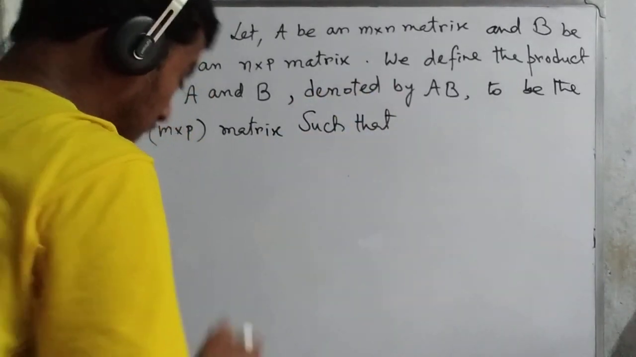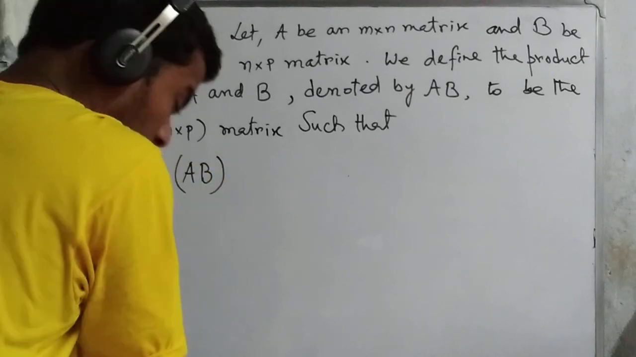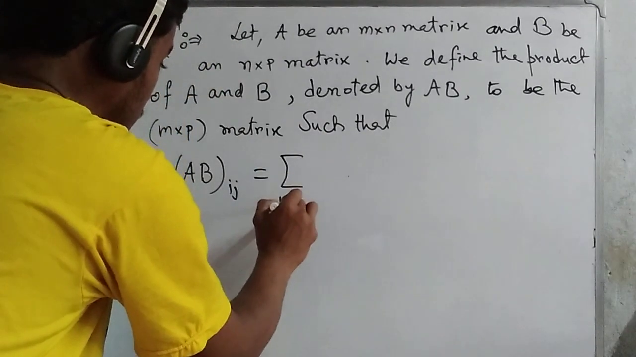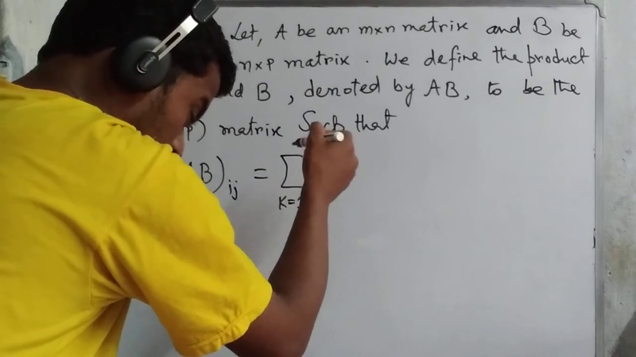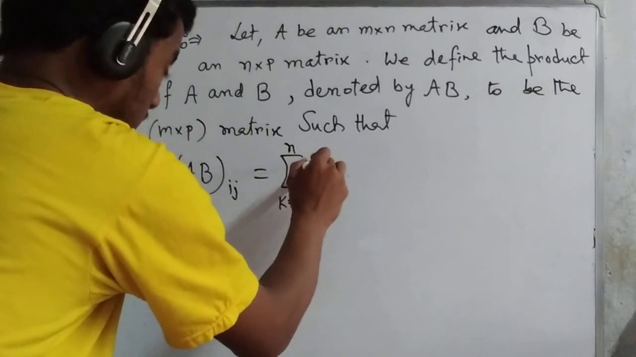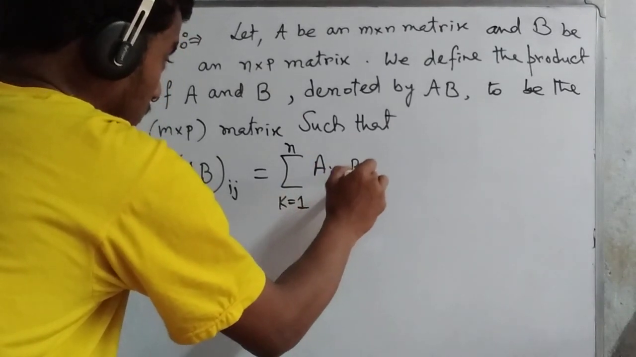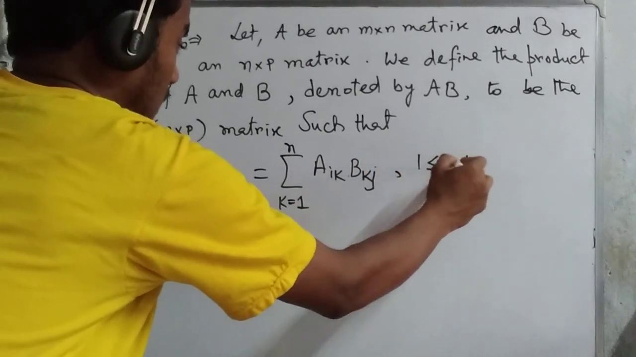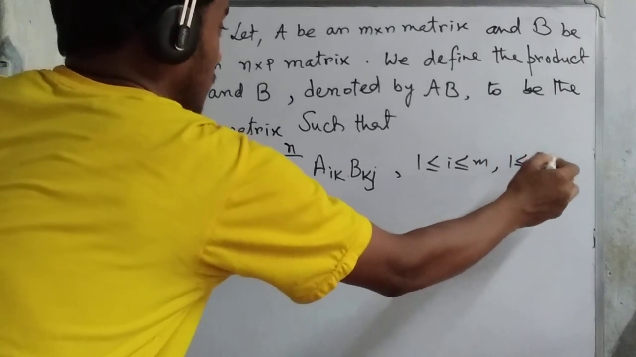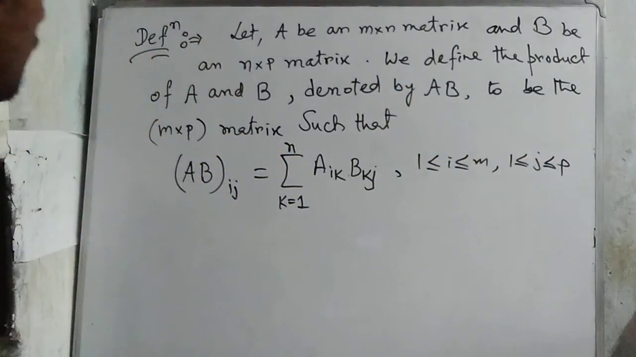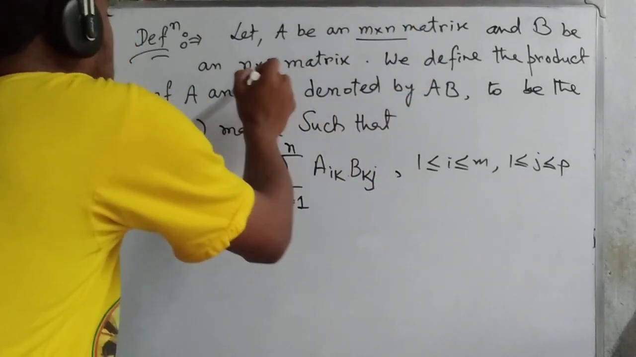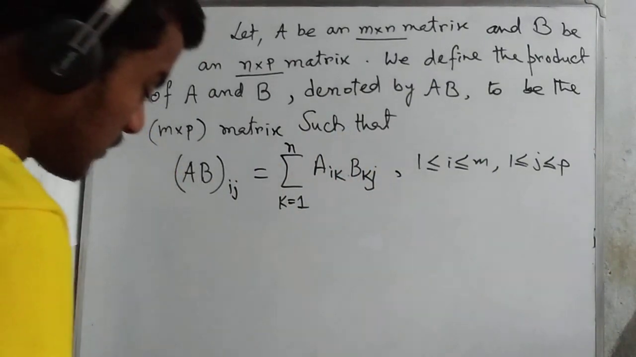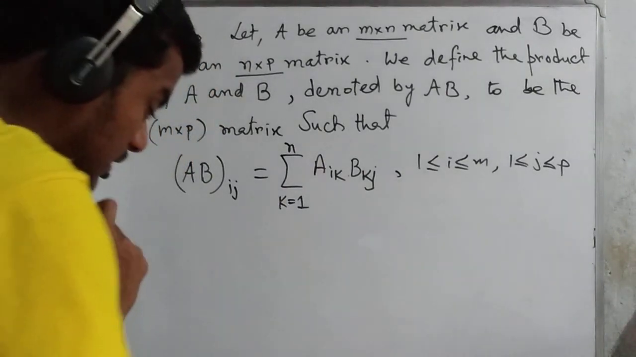Such that (AB) of ij equal to the summation over k equal to 1 to n, sorry, 1 to n, of a_ik b_kj, where 1 less than or equal to i less than or equal to m, and 1 less than or equal to j less than or equal to p. Understood? That means this one is m cross n, this one is n cross p. So in this way we also define AB. This one is too easy, I think.